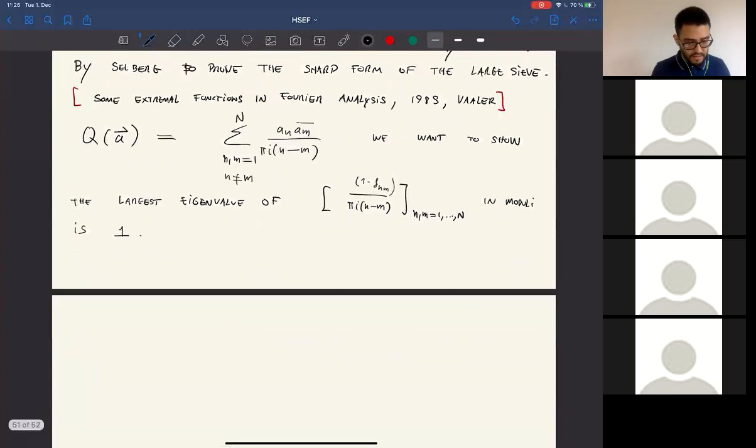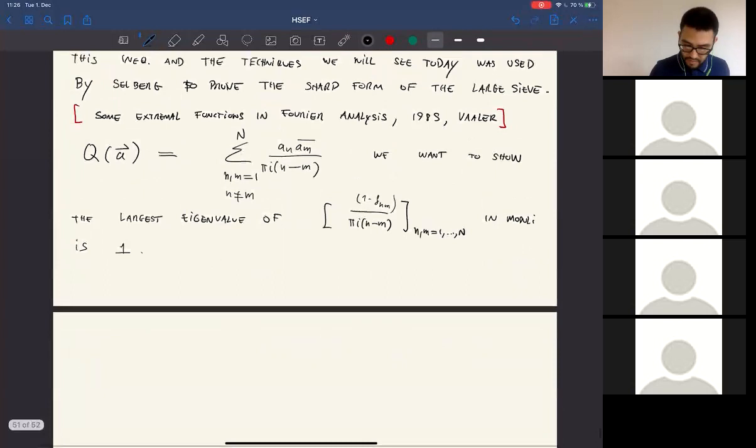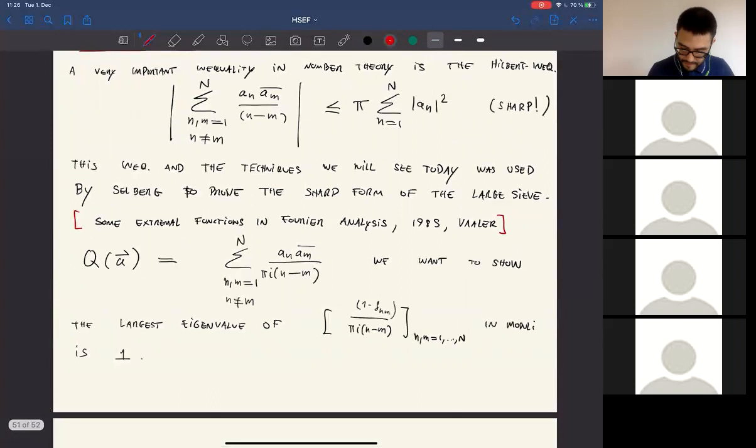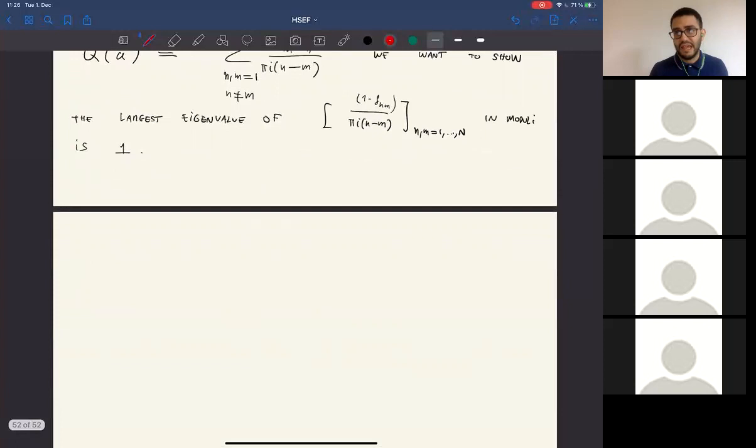And that's the idea that Selberg had, and also Beurling. Maybe I should mention the original people that thought about these problems and these kinds of techniques: Beurling, Selberg, what else, Montgomery. They were the first guys to think about using what I will show now. So what was their idea?